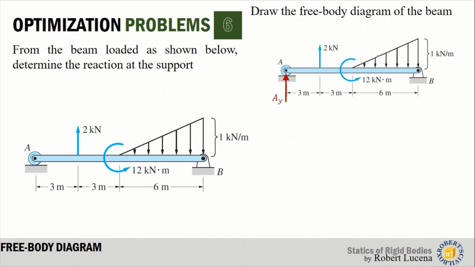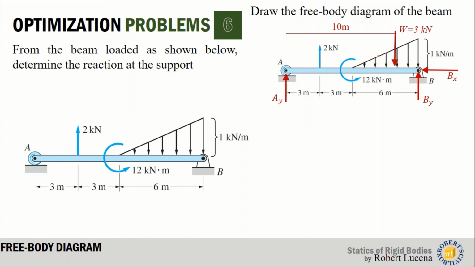So for the support reactions, we have Ay for this roller at A, and Bx and By for the hinge at B. And for the resultant of this line diagram, we have 3 kilonewton since the area of that triangle is 1/2 times 6 times 1, so that's 3. And make sure you indicate the location of that W. If you want to measure it from B, it's okay. But since I measured it from A, we have 10 meters away from A. So W is 10 meters away from A.